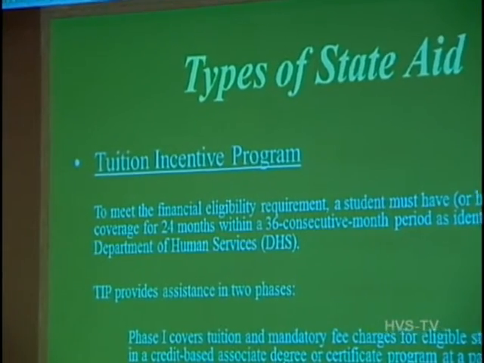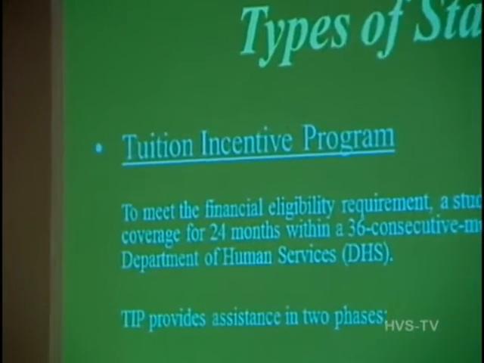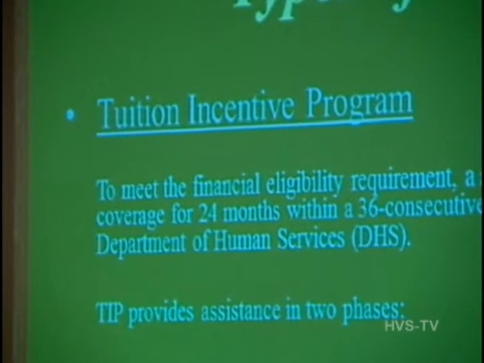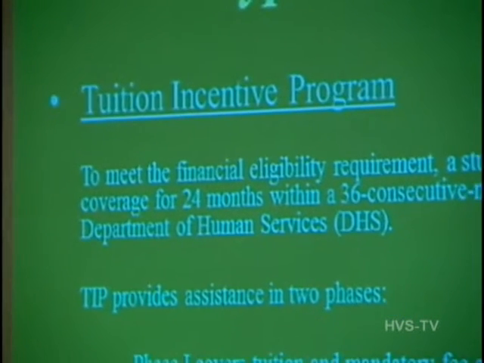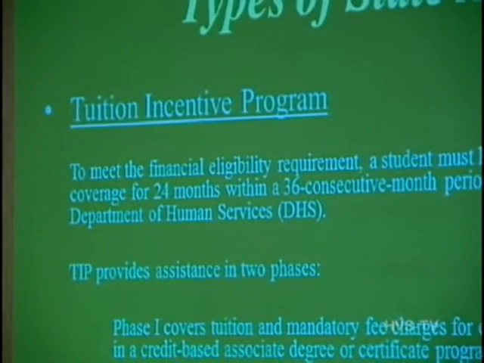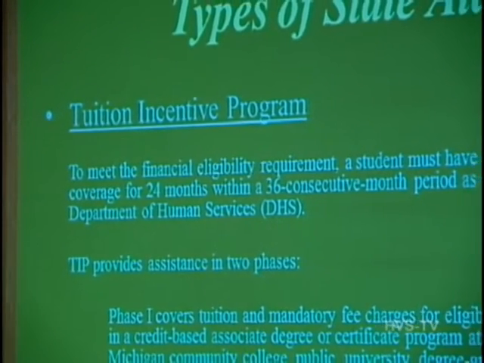TIP is paid in 2 phases. Phase 1 pays $84 a credit hour up to a certain limit. Once the student has completed their associate's degree, then they can receive what's called Phase 2 TIP. And in Phase 2 TIP, they receive 5 $400 checks.